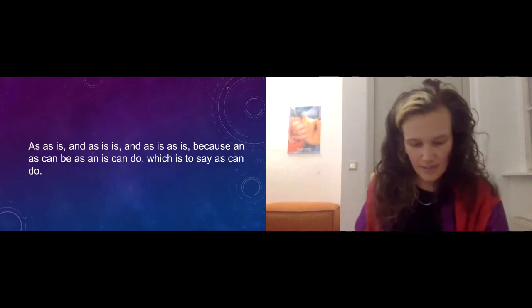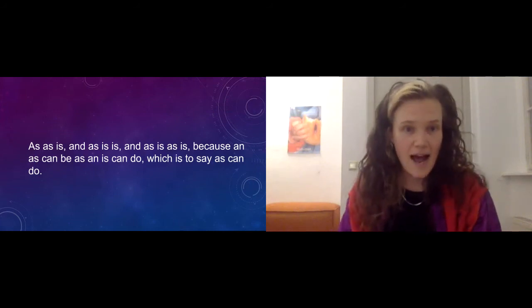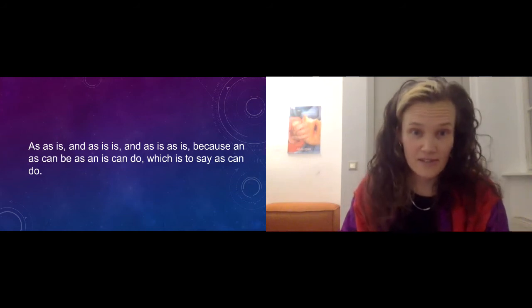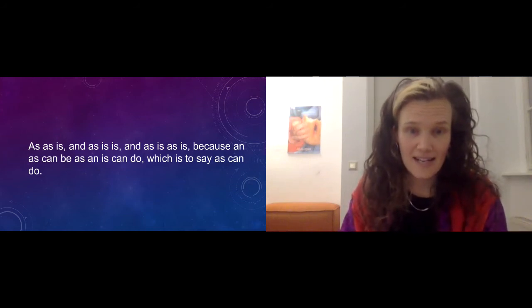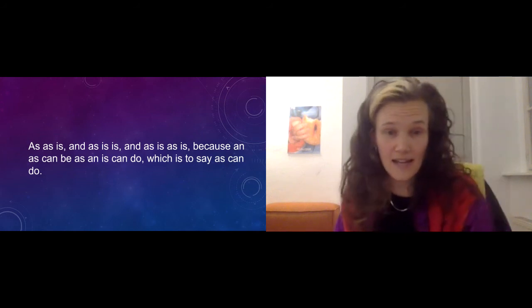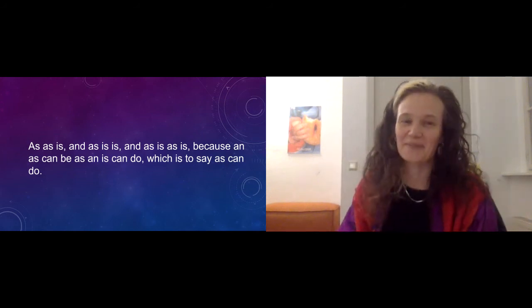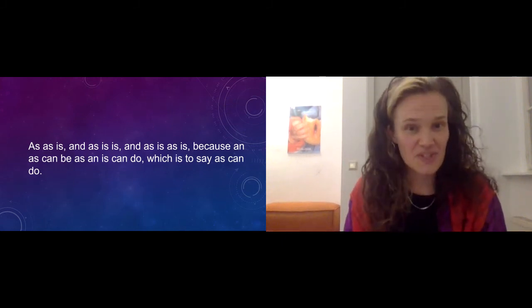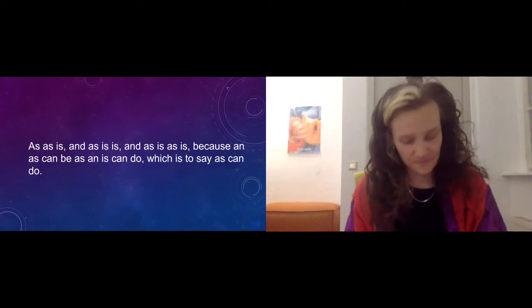So, speculative attempt at a Steinian sentence. As is, and as is, and as is, because an as can be, as an is, and as, I knew I would get that one mixed up, because an as can be, as an is can do, which is to say, as can do.